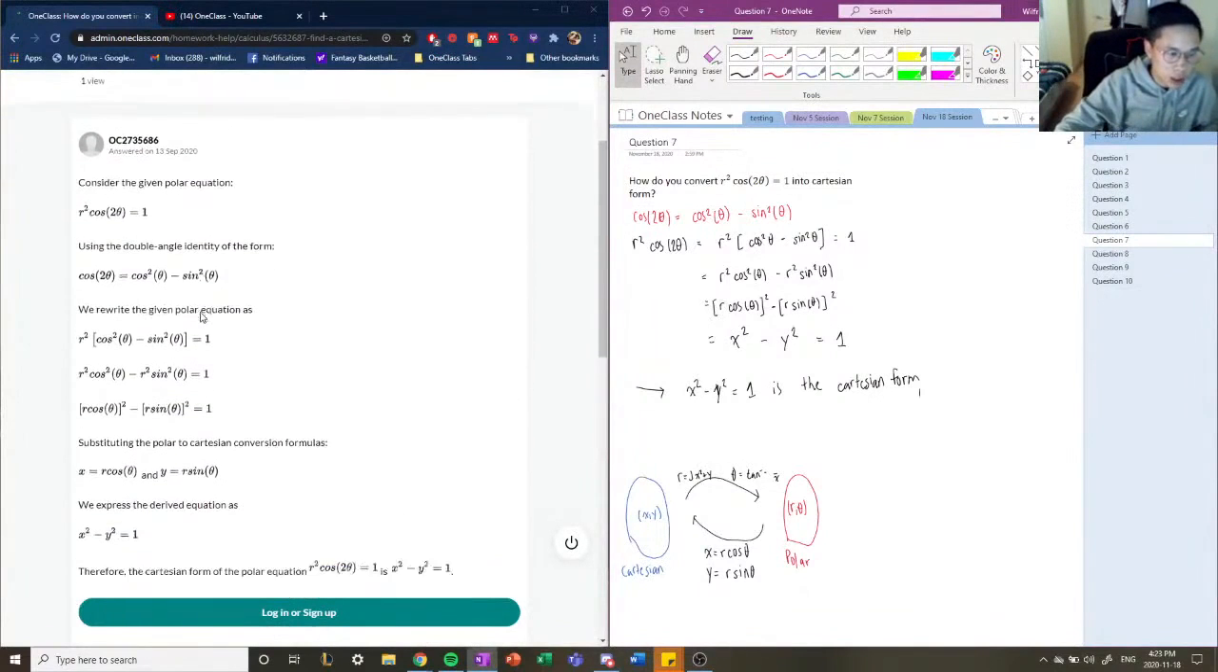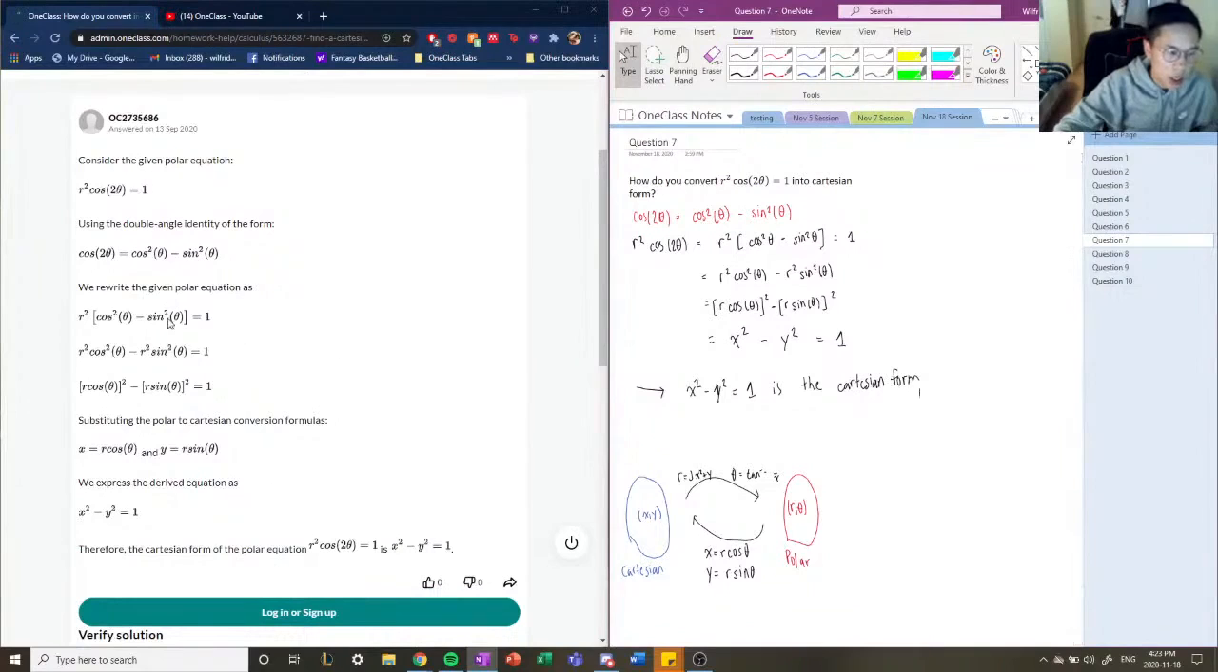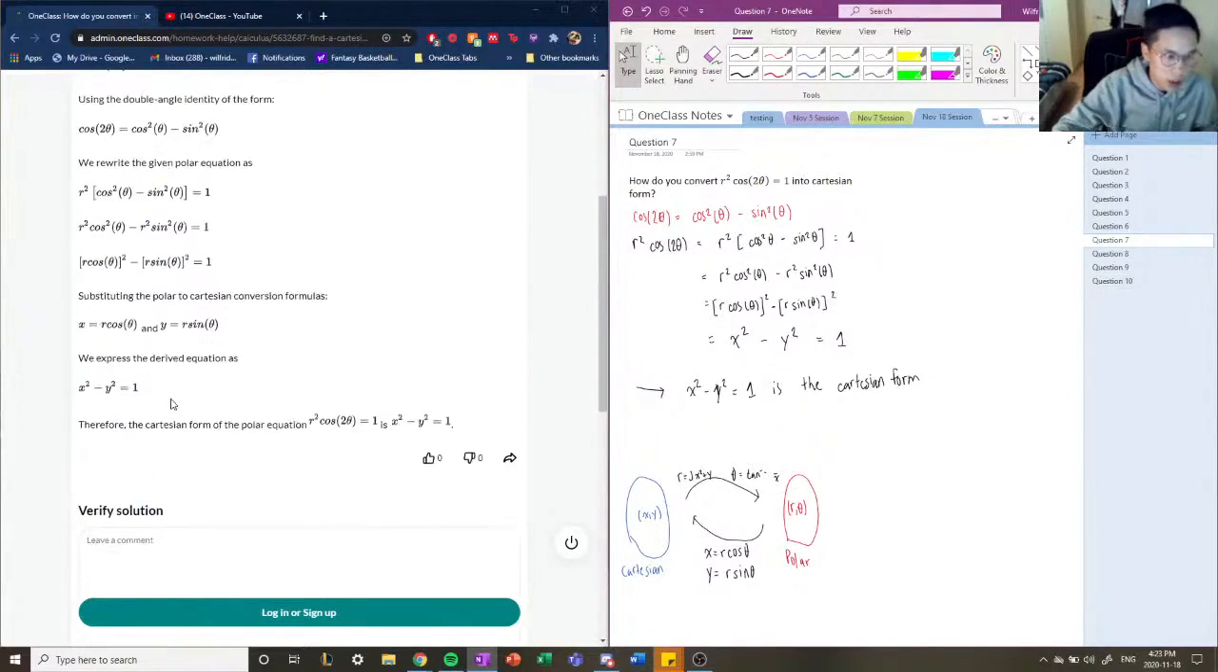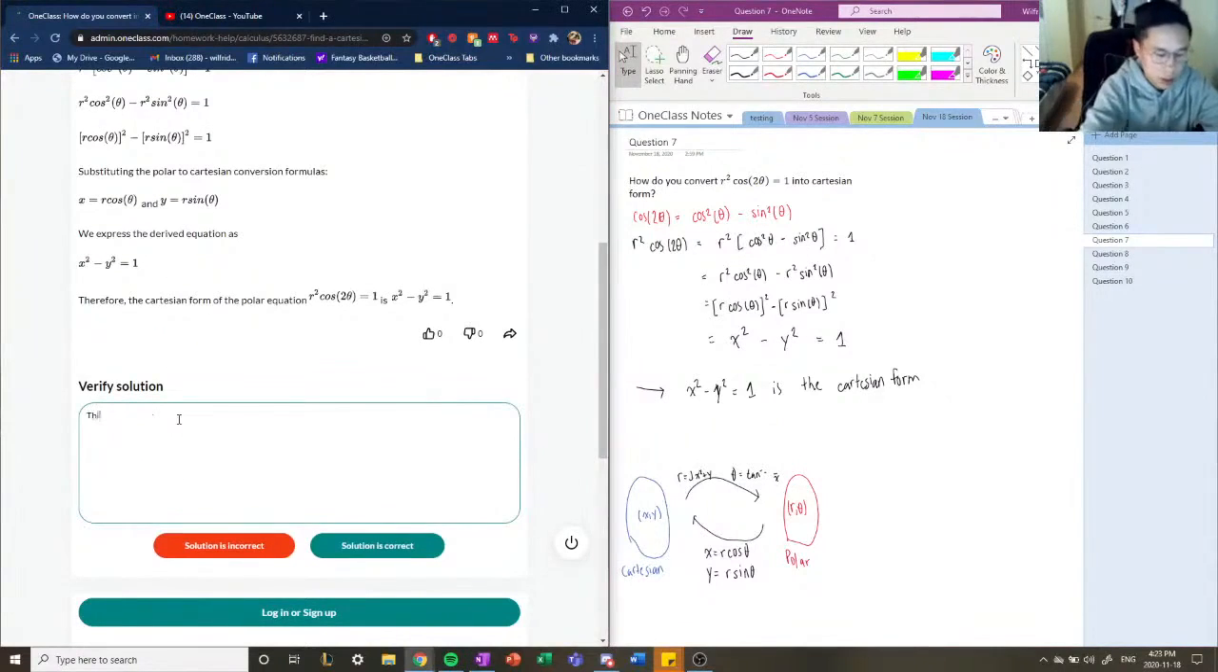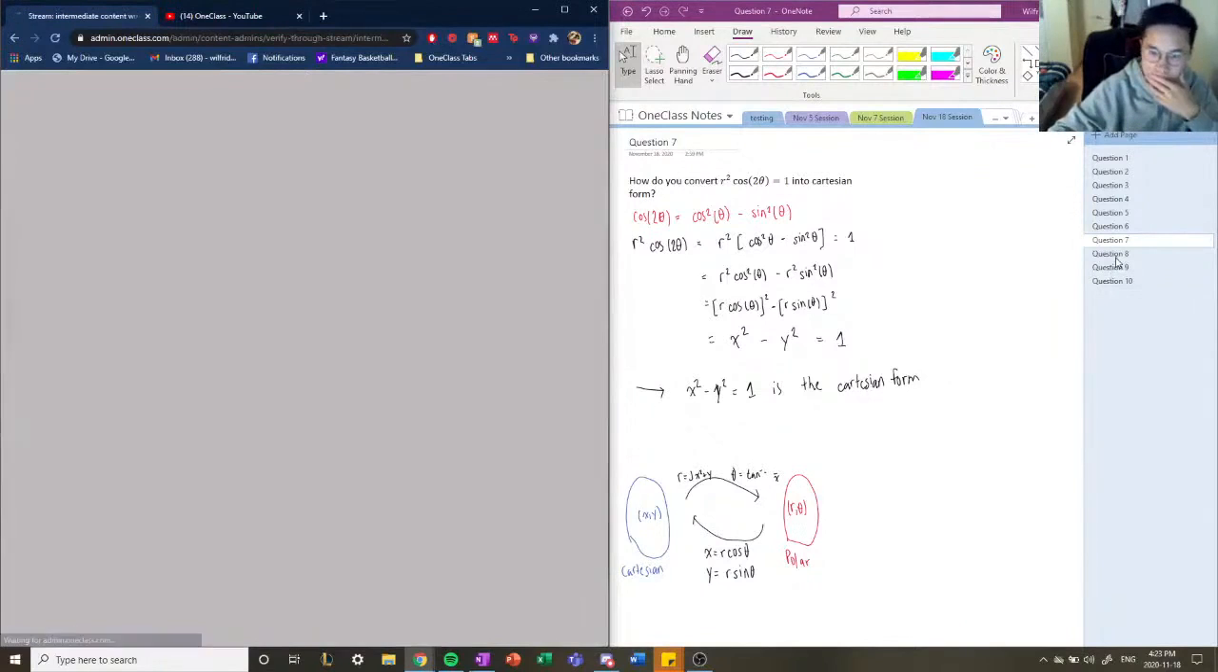So the junior tutor also used the solution that I used. They used a double angle identity to transform this equation, and then they expanded, and then they realized that this equals x and this equals y, so they just substituted it back in, and we get our derived equation. So cool. All right.